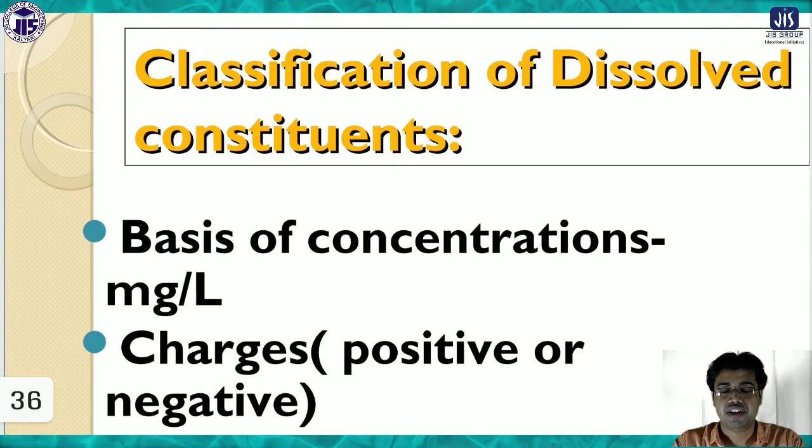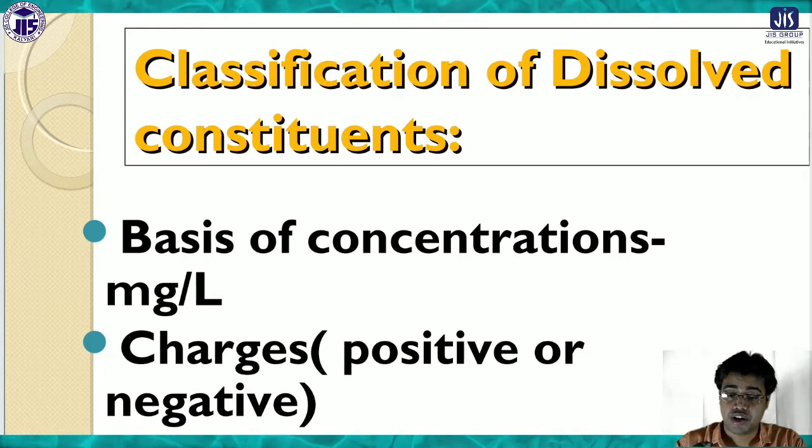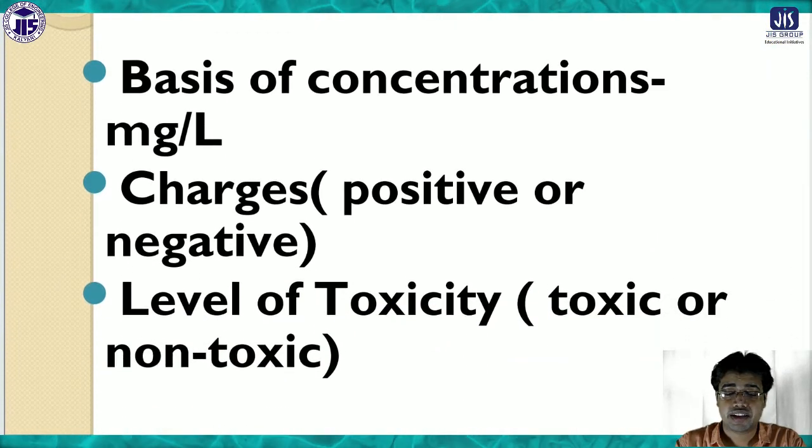Then classification of dissolved constituents. Okay, constituents. That means, as I told you, some kinds of elements or ions are dissolved as TDS. So what is the nature of these elements or ions, I will discuss these things. Okay, so first of all look here.